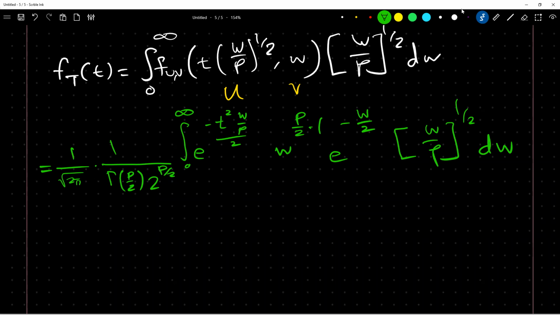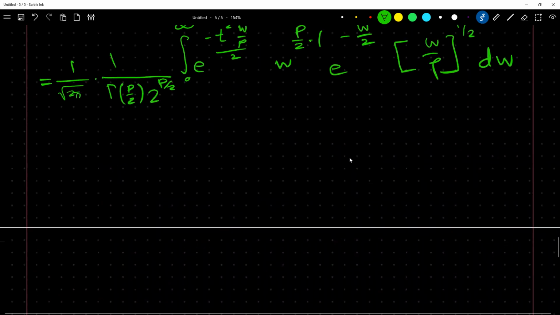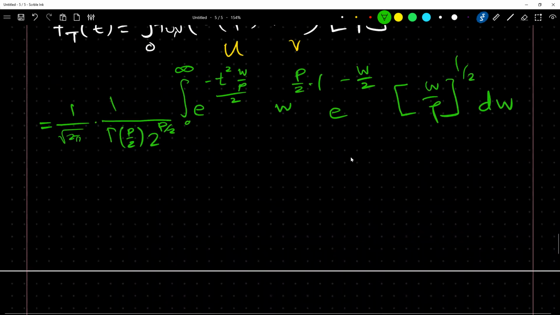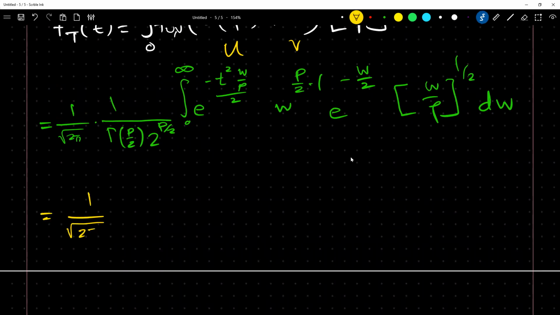Okay, now you can do a lot of algebra and simplify this to get the next expression I'm going to write down, which is going to be 1 over the square root of 2 pi, multiplied by, wow, that's a large one. So I'm going to collect all of the common things like the W's and the e's. I'm going to take the P out. It's going to look like this. So I've got gamma of P over 2, 2 to the P over 2, and then I've taken out this P, and so I have P to the 1/2 over here.